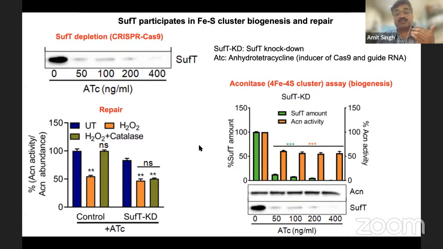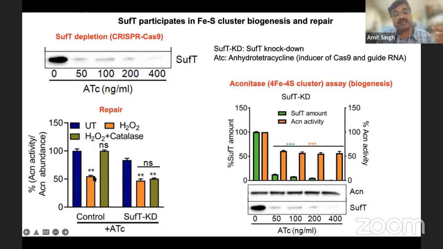The next question we asked is what happens in response to stress, whether the SUF system is able to repair iron sulfur clusters once they are damaged by stresses. Here we did this experiment in cell lysate of MTB, where SUFT is sufficient and where we depleted SUFT with anhydrotetracycline. Then we exposed the cell lysate to H2O2 for 2 minutes and did the aconitase assay. You see about 50% reduction in aconitase. H2O2 is known to damage the aconitase iron sulfur cluster; it is very sensitive to H2O2.